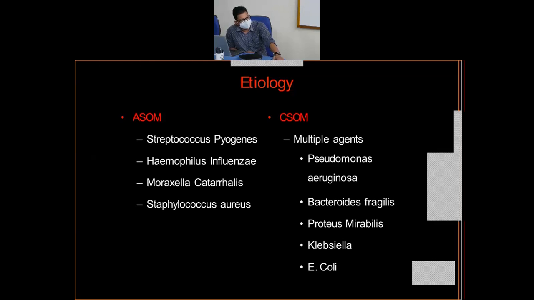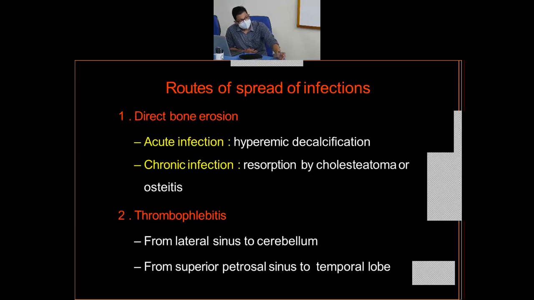So etiology, bacterial etiology: in case of ASOM, I already told, ASOM is caused by Streptococcus pyogenes, mainly Haemophilus influenzae, Moraxella catarrhalis, and Staphylococcus aureus in few cases. And the most common cause of CSOM is Pseudomonas aeruginosa, then Proteus, Klebsiella, E. coli, etc.